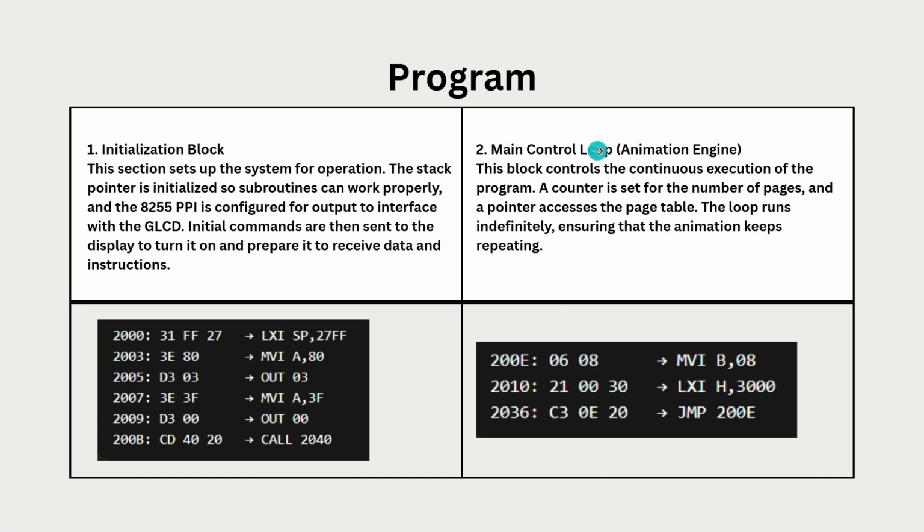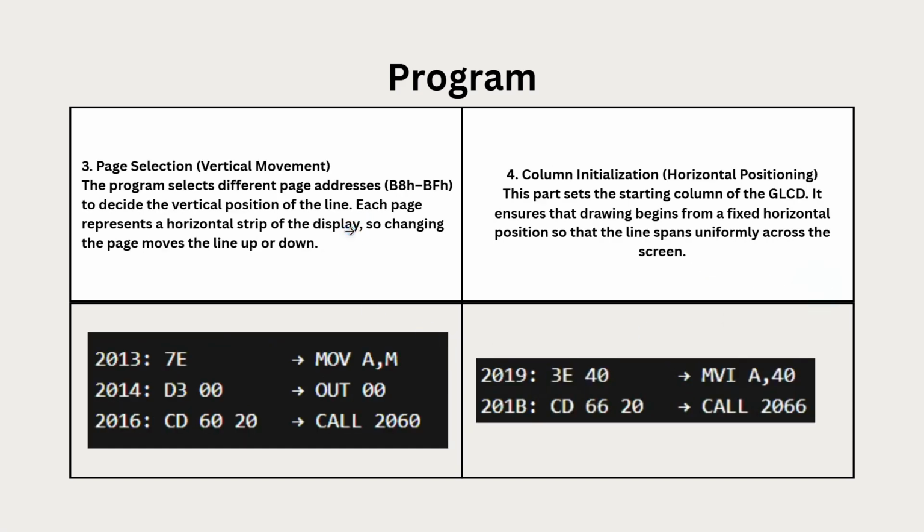Coming to the second part, the main control loop. After initialization, the program enters the main loop, which is responsible for running the animation continuously. Here, the register is loaded with the number of pages available on the GLCD, which is 8 in this case. The pointer is also initialized to a memory location where the page values have been stored. These loops keep repeating indefinitely, so the animation keeps running until it is stopped manually.